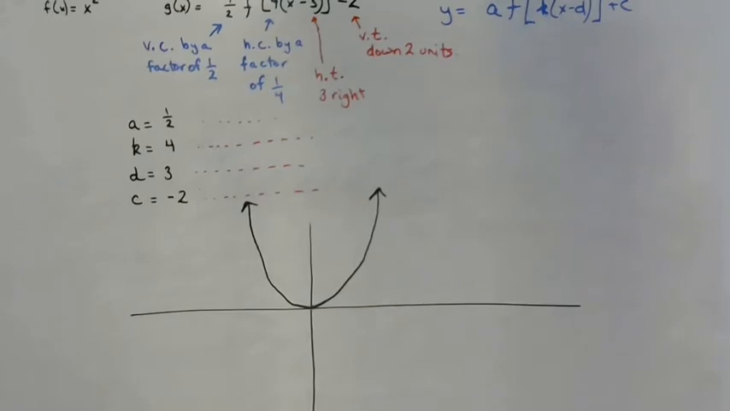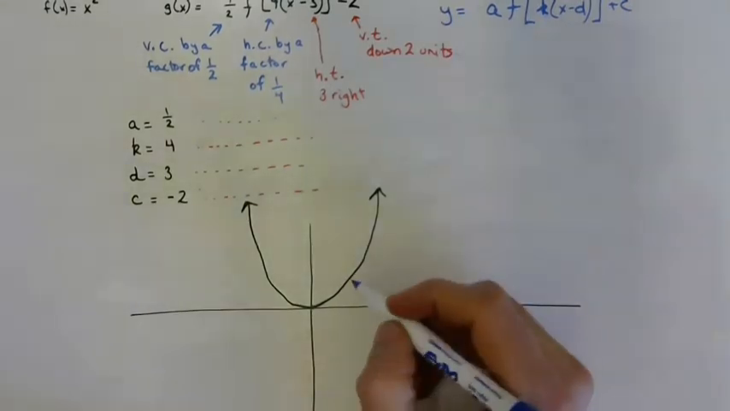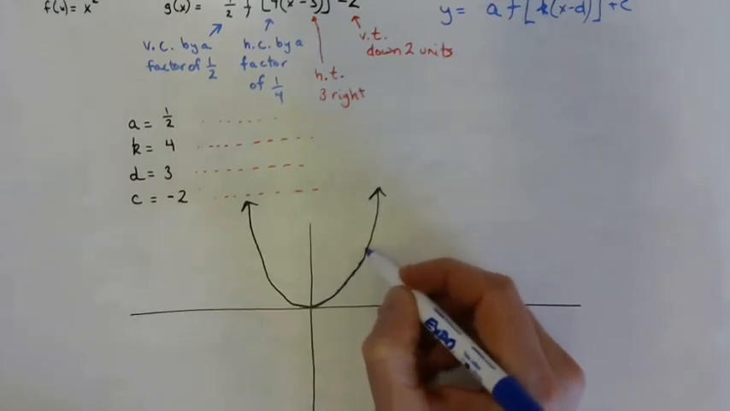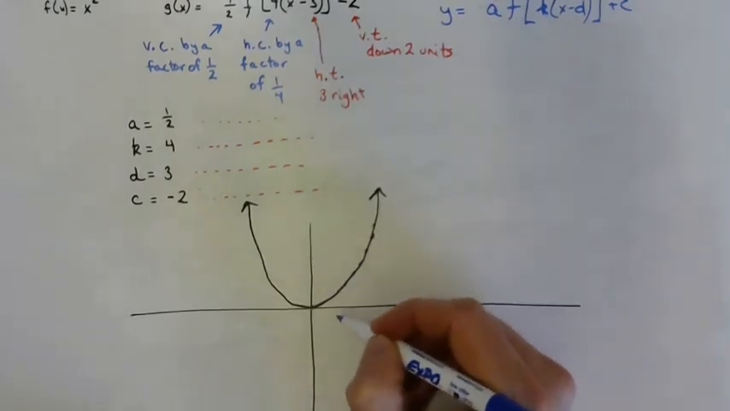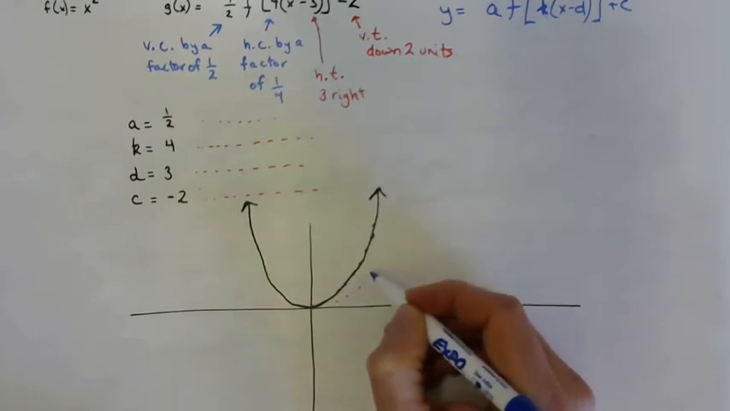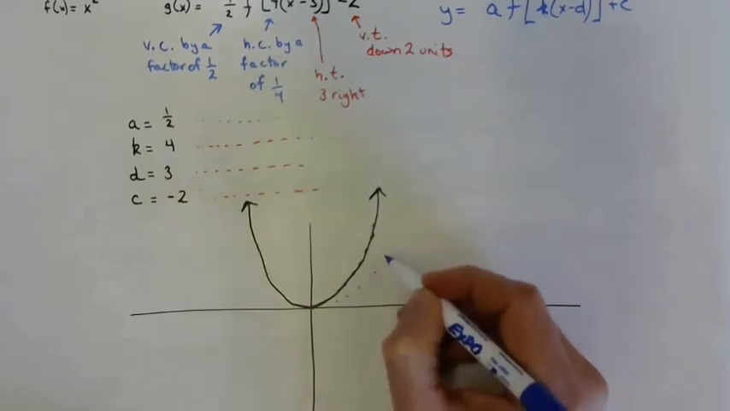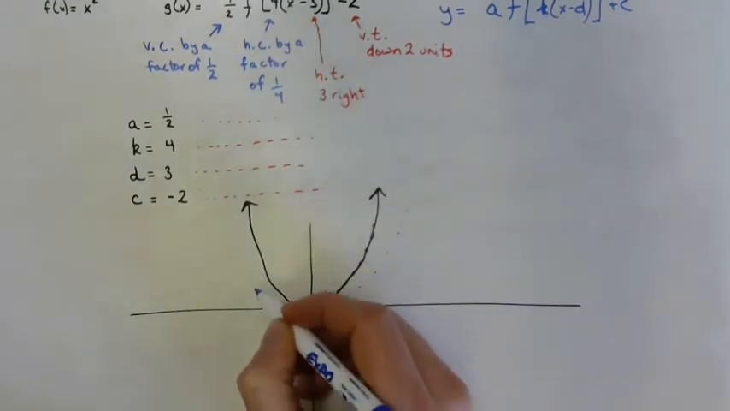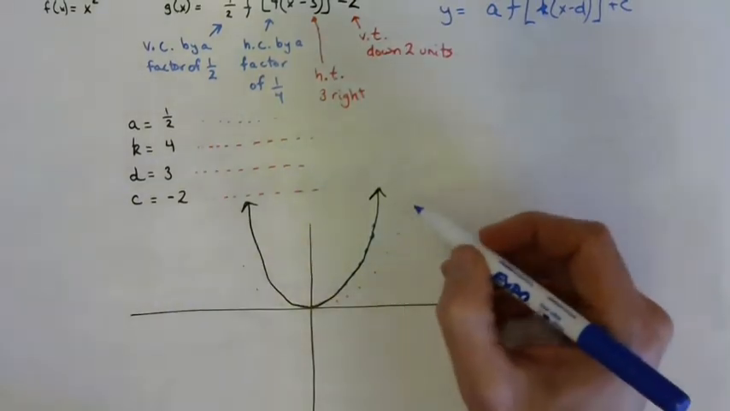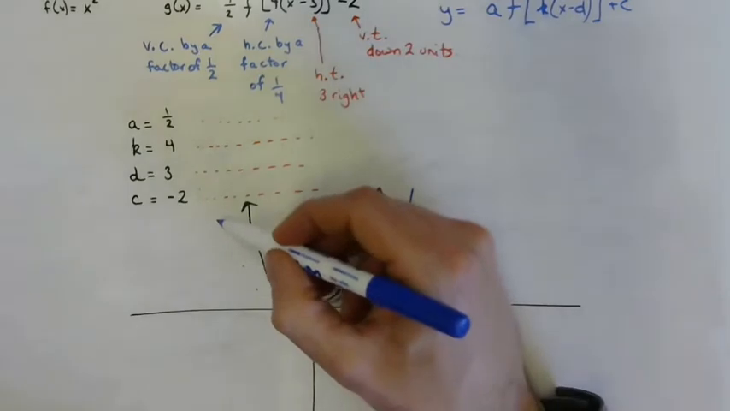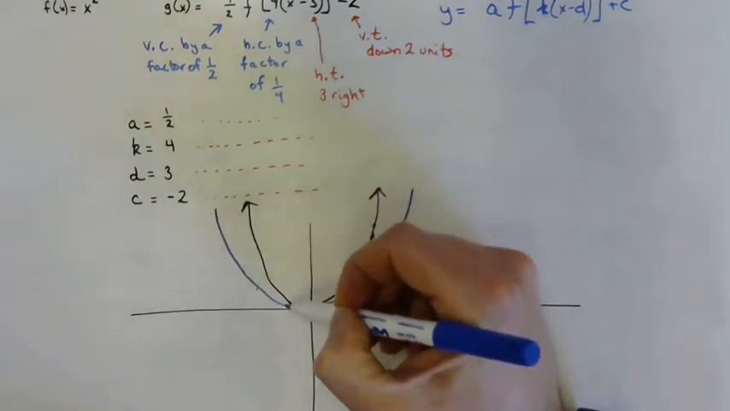compression by a factor of 1/2 first. So what does that mean? That means every point along here is going to get pulled back down by half toward the x-axis. It's hard to judge. It's going to look something like this. For you, it's a little bit easier because your grid's actually drawn.